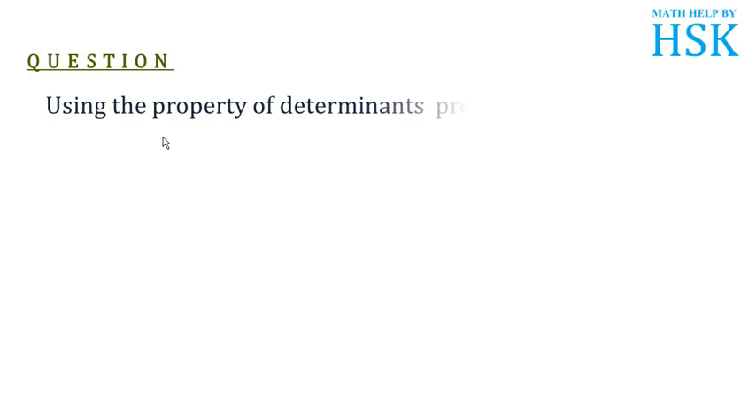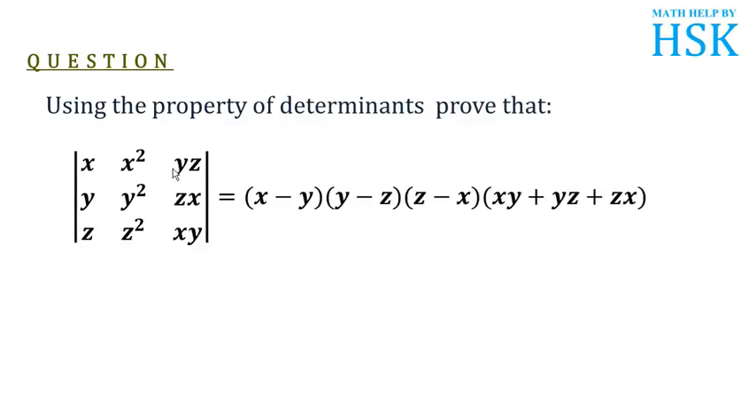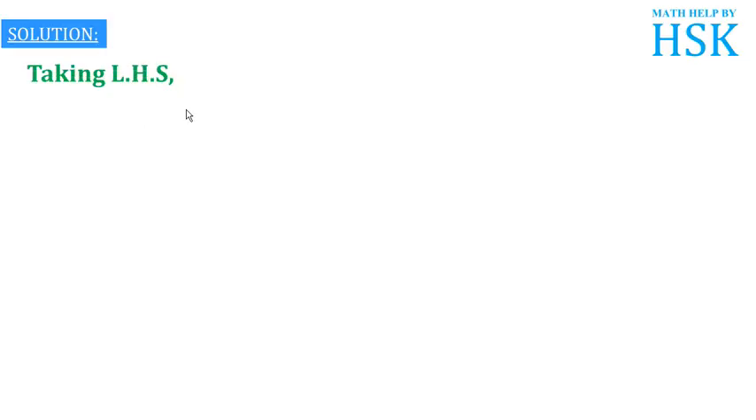The question is: using the properties of determinants, prove that the determinant with rows x square, yz; y square, zx; z square, xy is equal to (x minus y)(y minus z)(z minus x)(xy plus yz plus zx). To solve this question, first of all I take the left hand side.